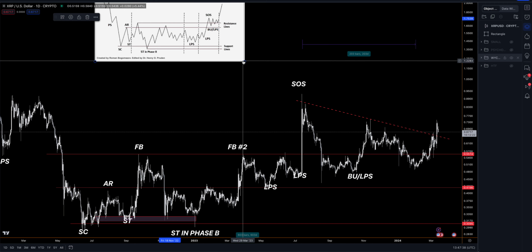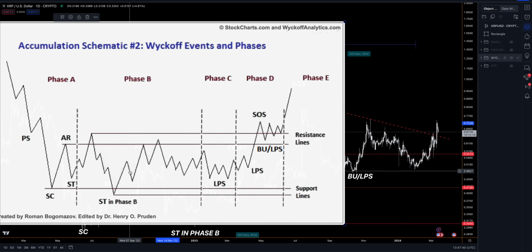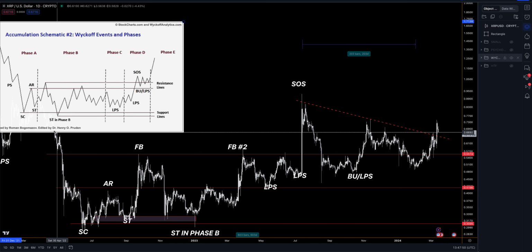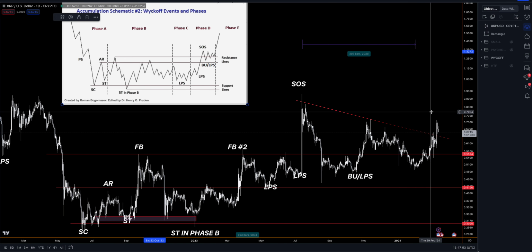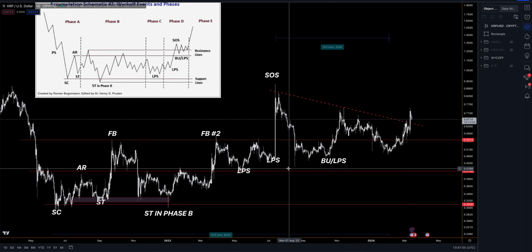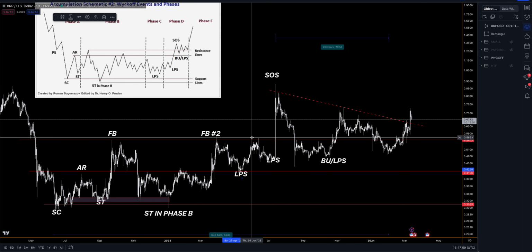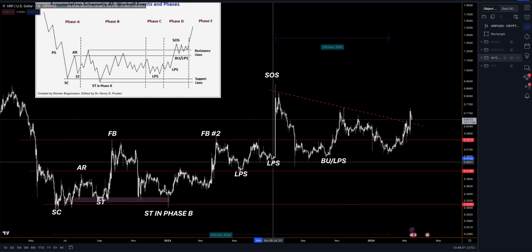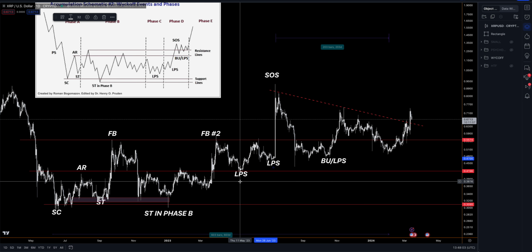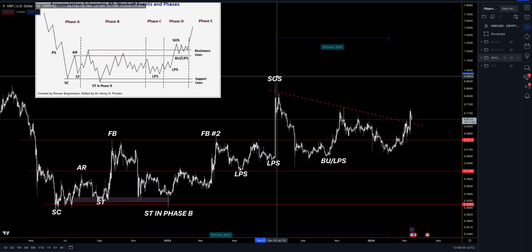So you see how after having your secondary test in phase B, we come back up to the top of the range, then chop down to the side. Now this chop over here will take a lot of people off guard. It'll make a lot of retail holders frustrated because they don't know what's happening. So you see how we come down to the side here, come up one more time, and then come down again. So you usually have 2 of these last points of support before you have your sign of strength come in.